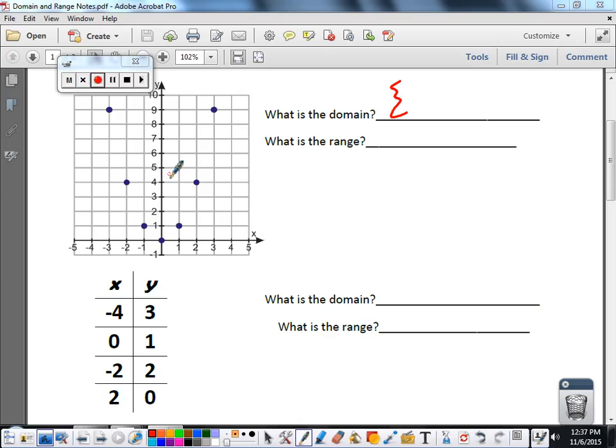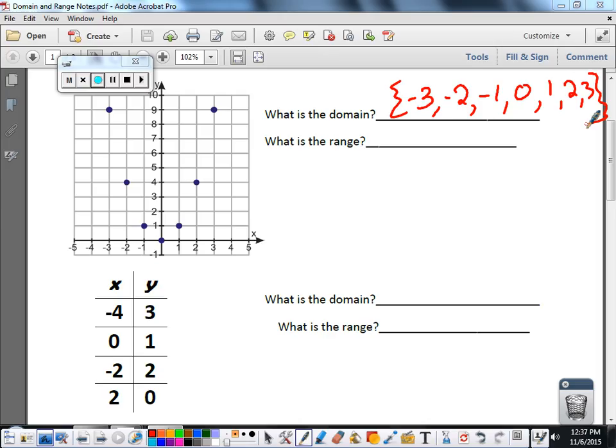As I'm coming from left to right, what's the first point I happen upon? This one right here. What is the x value of that point? -3. What's the x value of the next point after -3? -2. Keep going. -1. 0. 2. So that is the domain of those dots. Does that make sense? Now let's do the range.